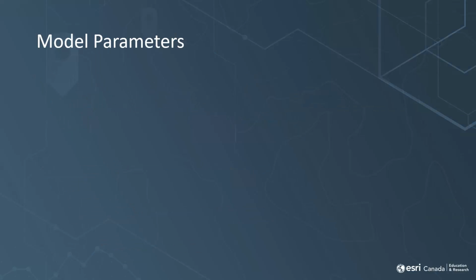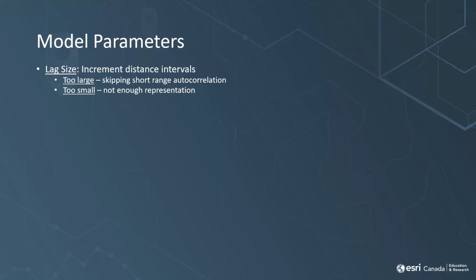The sill, range, and nugget are impacted by several model parameters. The first is lag size, which defines the increment distance intervals to measure spatial autocorrelation. Determining a lag size cannot be too large, as it would skip short-range spatial autocorrelation, nor too small, as it may not represent enough information.